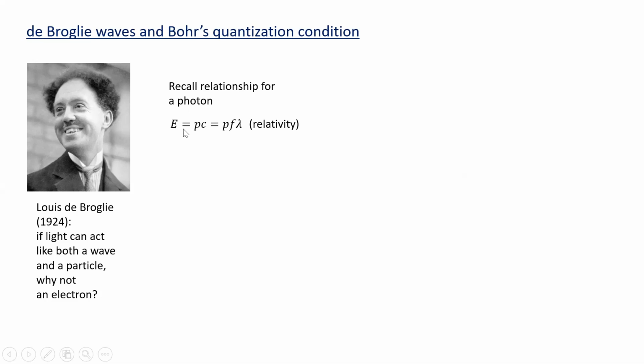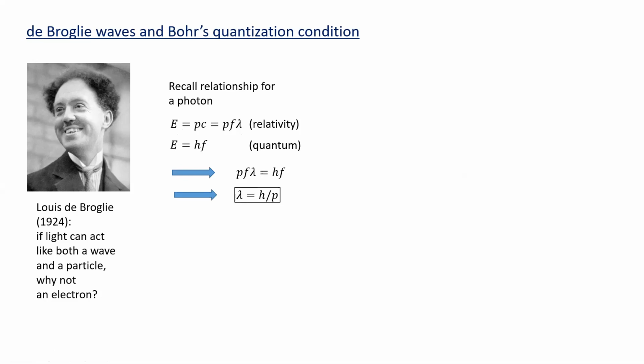We went through this a few classes ago, but borrowing from relativity, the energy of a photon is pc, and c is the frequency times the wavelength. We also know from Planck and Einstein that the energy of a photon is hf, where f is the frequency. So we can set those energies equal, and we get p f lambda is equal to hf, since they're both equal to E. We can cancel the f's, and we're left with p lambda is equal to h, or solving for lambda, lambda is equal to h over p. Okay, so that was the formula that held for photons.